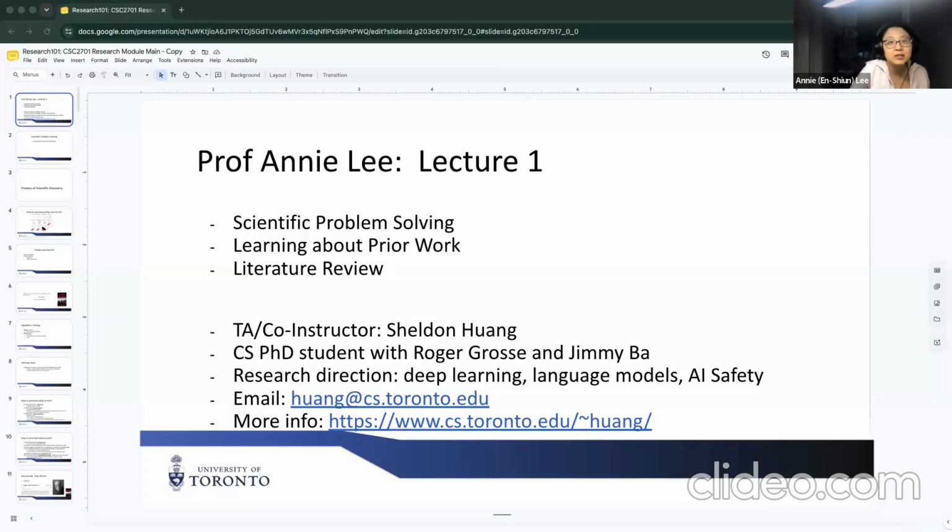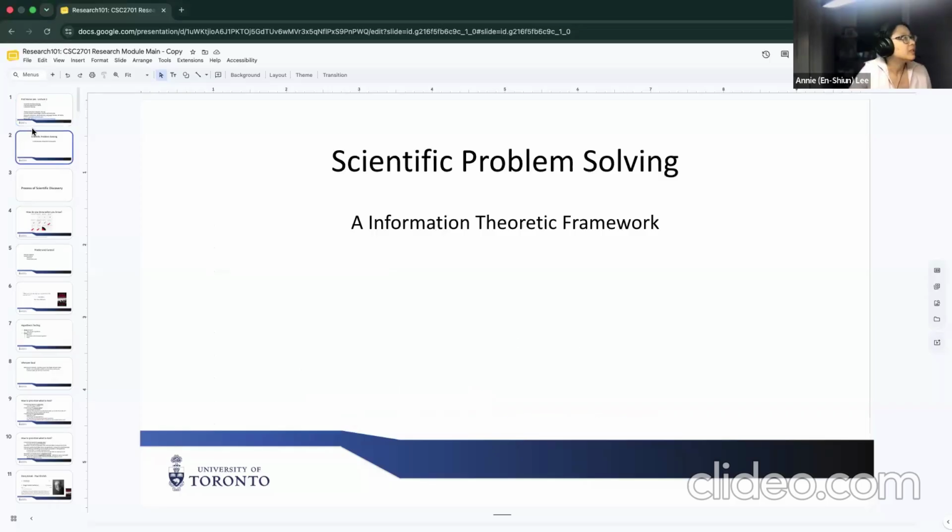So today I am going to talk about scientific problem solving. These slides were made by the PhD student Sheldon Huang, Dr. Sheldon Huang. He's a Roger and Jimmy student, but also at we teach it in the PRISM program. We are going to present scientific problem solving from an information theoretical framework.